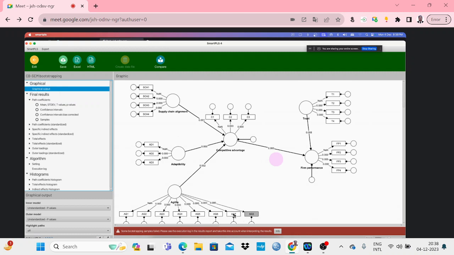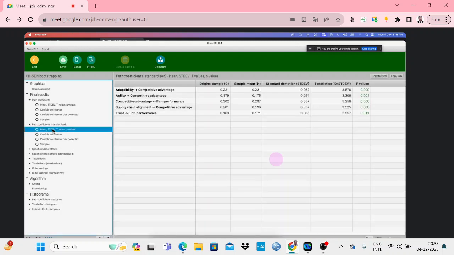Now we have validated all these constructs. Now we are interested in these paths. Okay. So we will go to this section in final result that says path coefficients. Okay. And it is saying standardized. So we will click this option. And then we can see all these paths are there.